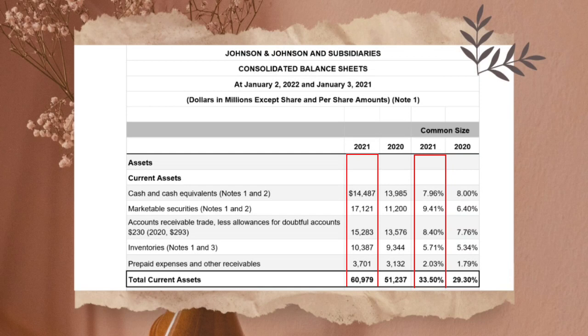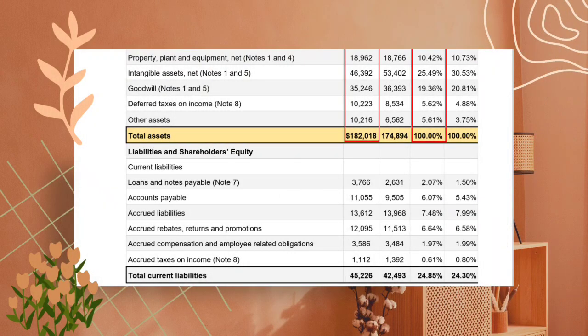$3,701 divided by $182,018, multiplied by 100, we'll get 2.3%. And for the total current assets, $60,979 divided by $182,018 multiplied by 100 will get 33.50%, or we simply add all the items of the current assets. Next is for the non-current assets.